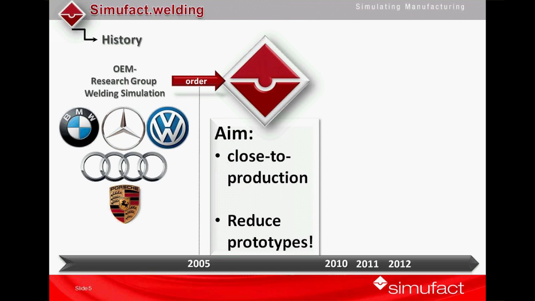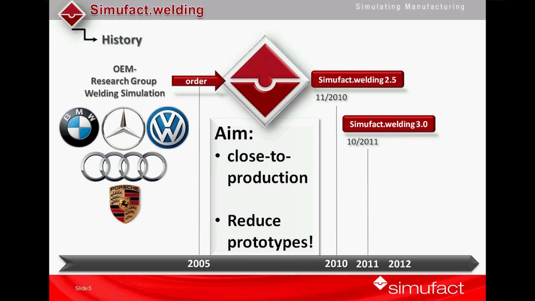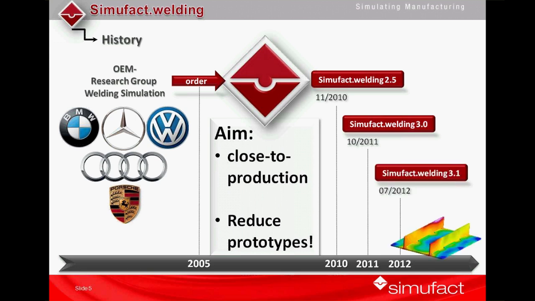We were ordered the creation of this software with the aim to be used close to production and to help them reduce prototypes. Several years of development went into the initial release, and in 2010 Simufact Welding 2.5 came out, which was only for internal use by these automotive OEMs. After several iterations, a new release came out in 2011, which was provided also to some other partners of ours. And then in 2012, the first fully commercial public release came out, Simufact Welding 3.1.